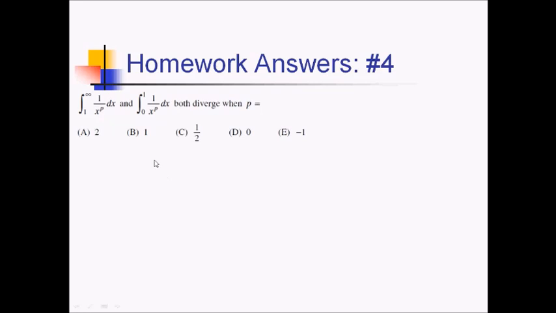Well, let's start with the low-hanging fruit, which is this infinite integral. So we know by the integral test, this thing is going to have the same behavior as a p series of 1 over n to the p, basically. So since we have essentially a p series, we know this is going to diverge whenever this p value is less than or equal to 1. Well, that means we're going to eliminate answer choice A, but we're still stuck with answer choices B through E.